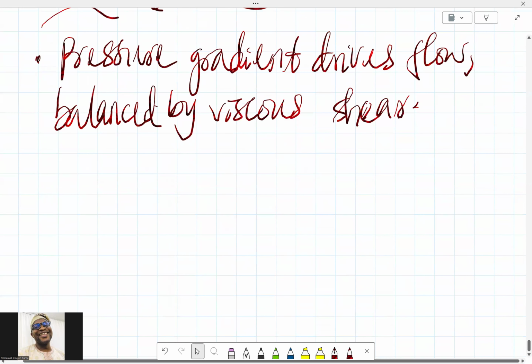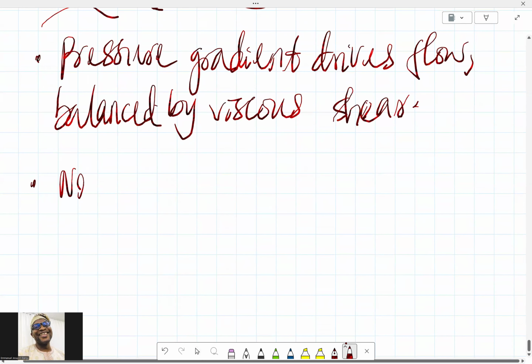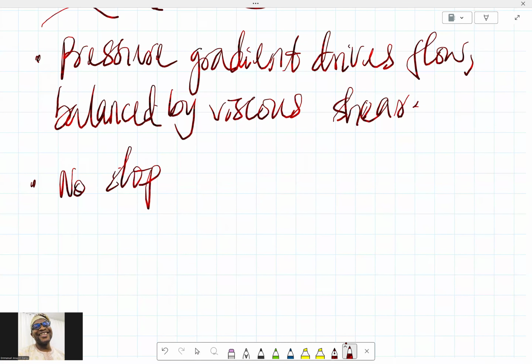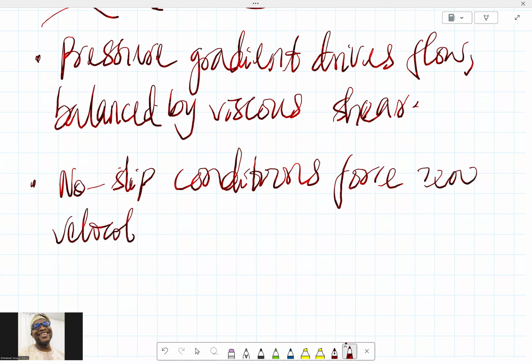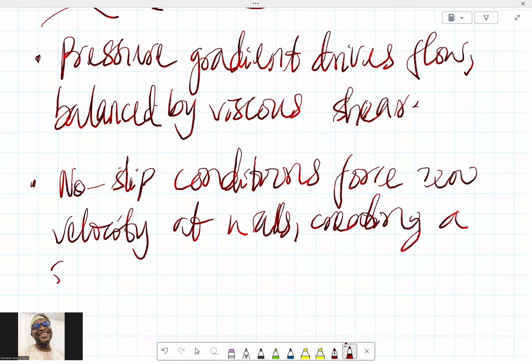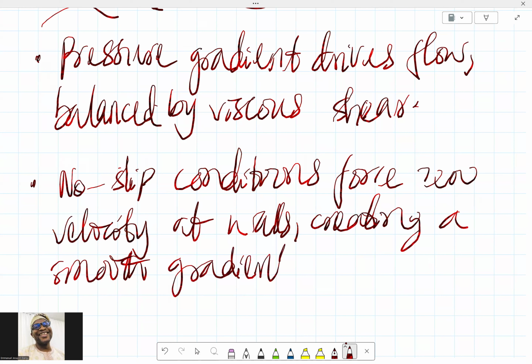Then the next thing is the no slip conditions force zero velocity at walls, creating a smooth gradient. That goes. All right.